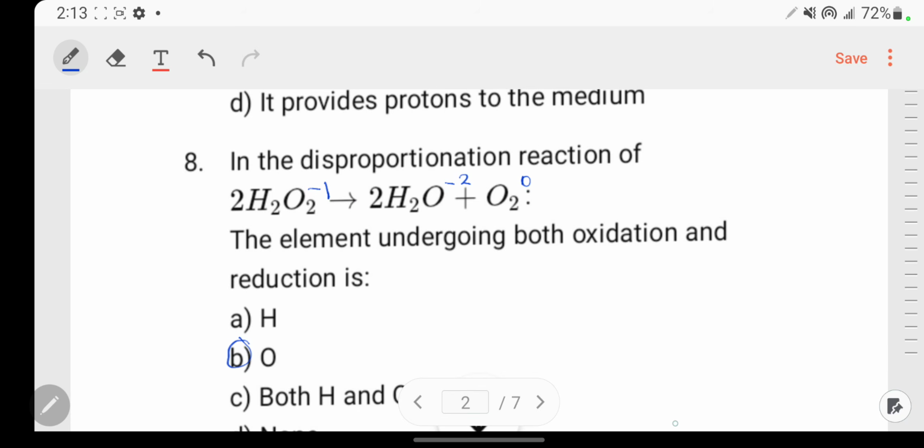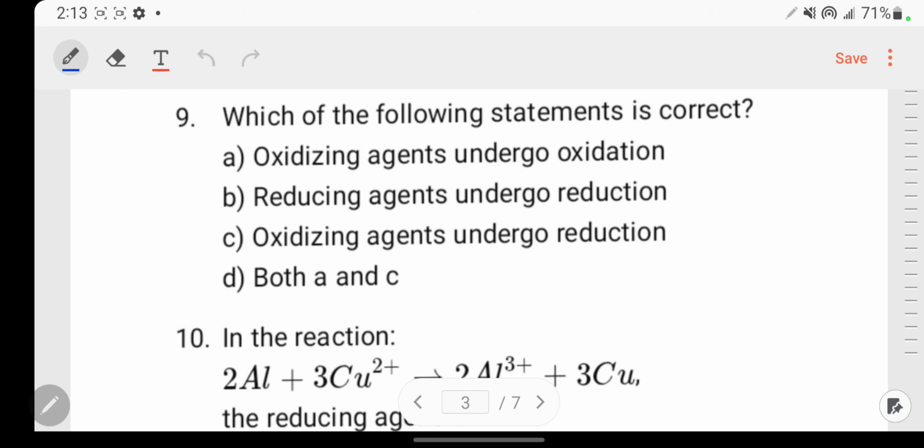Let's look at question 9. We are told, which of the following statements is correct? A. Oxidizing agents undergo oxidation. That's not true, because oxidizing agents end up being reduced. B. Reducing agents undergo reduction, which is also not true, because they have to undergo oxidation because the charge increases. Let's look at option C. Oxidizing agents undergo reduction, which is true, because I have been saying it over and over. So oxidizing agents undergo reduction, which is true.